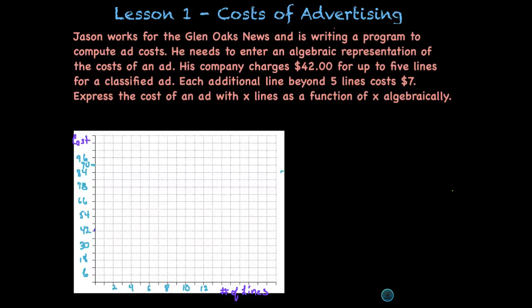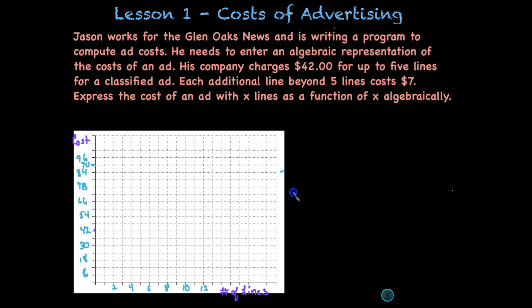Jason works for the Glen Oaks News and is writing a program to compute ad costs. He needs to enter an algebraic representation of the costs of an ad. His company charges $42 for up to 5 lines, and then each additional line beyond that 5 will cost $7. We want to express the cost of an ad with X lines, and notice I'm saying X lines because we don't know what customer is going to come in and how many lines they're going to want to purchase. So we say X for an unknown as a function of X algebraically. So let's go ahead and start off. Let's write our piecewise function.